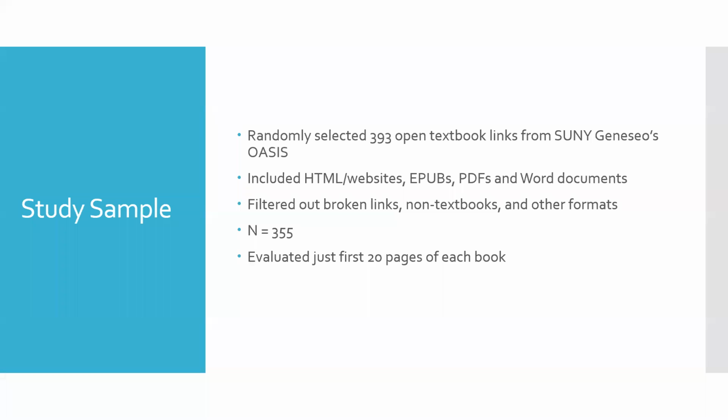We did not include anything that was a broken link. Links broke really fast, we discovered. We also excluded anything that wasn't actually a textbook, say maybe a worksheet or another format. We didn't do Google Documents because they just have some problems. So that took us down to about 355 textbooks that we ended up evaluating. And just for time's sake, we looked at the first 20 pages of each textbook.